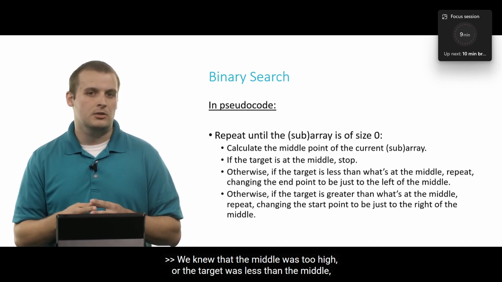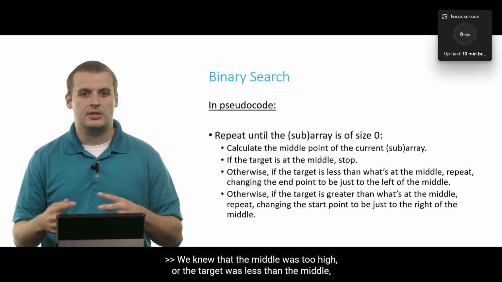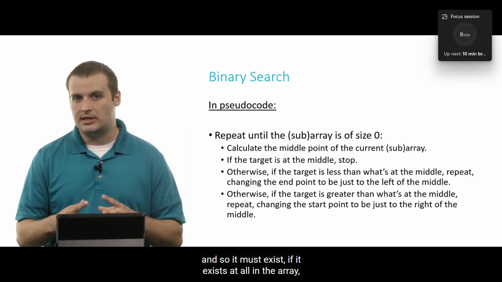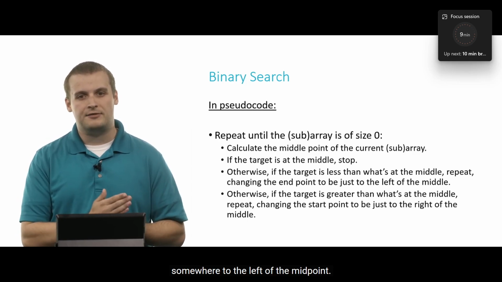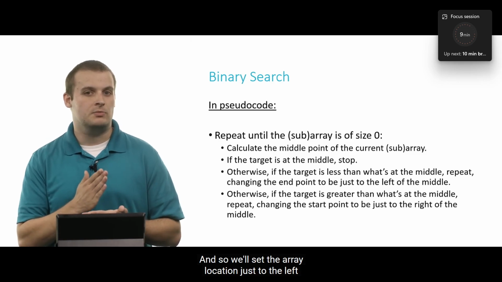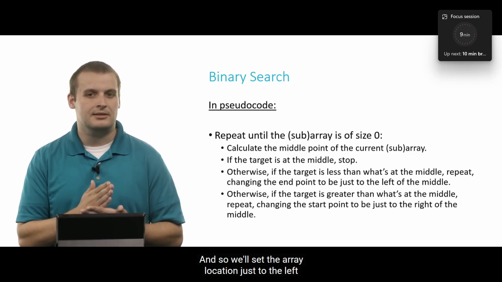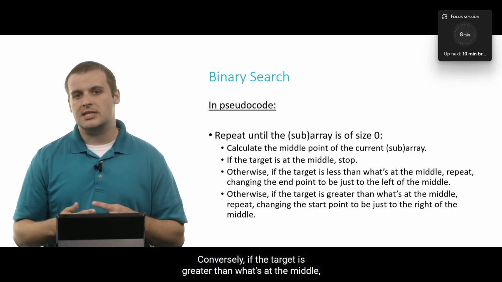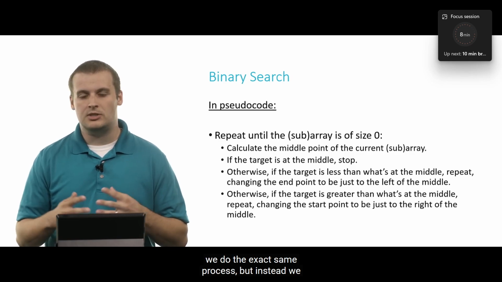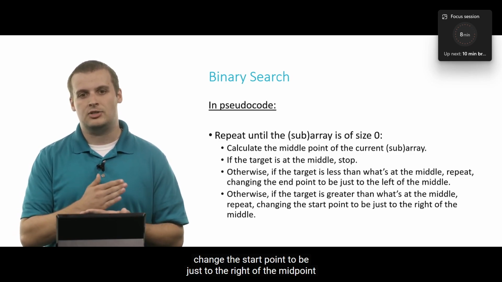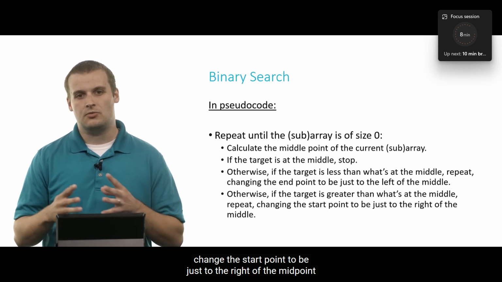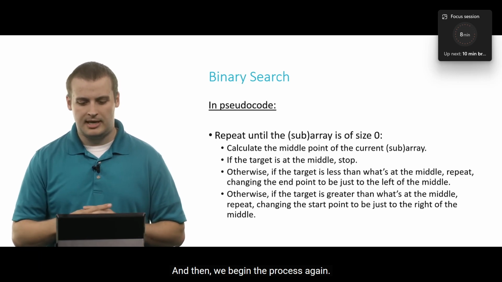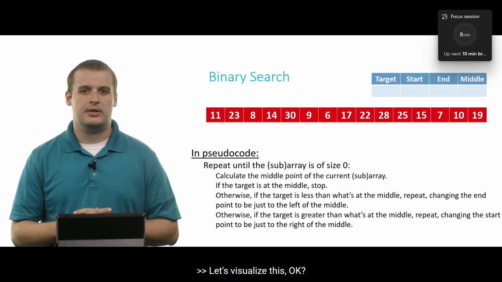We knew that the middle was too high, or the target was less than the middle, and so it must exist, if it exists at all in the array, somewhere to the left of the midpoint. And so we'll set the array location just to the left of the midpoint as the new endpoint. Conversely, if the target is greater than what's at the middle, we do the exact same process, but instead we change the start point to be just to the right of the midpoint we just calculated, and then we begin the process again. Let's visualize this, okay?